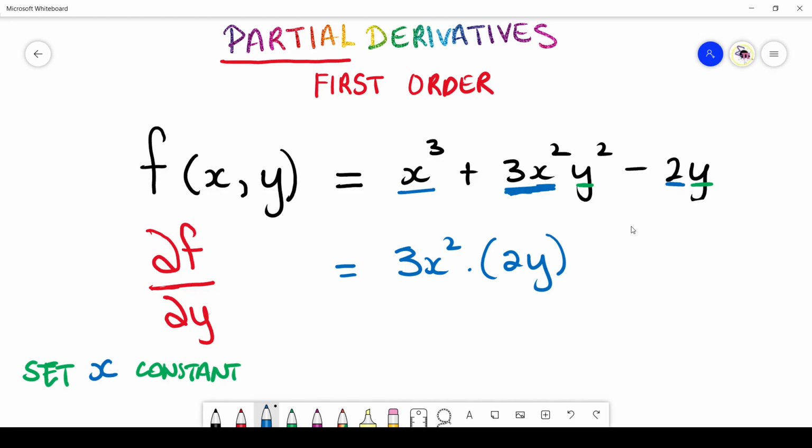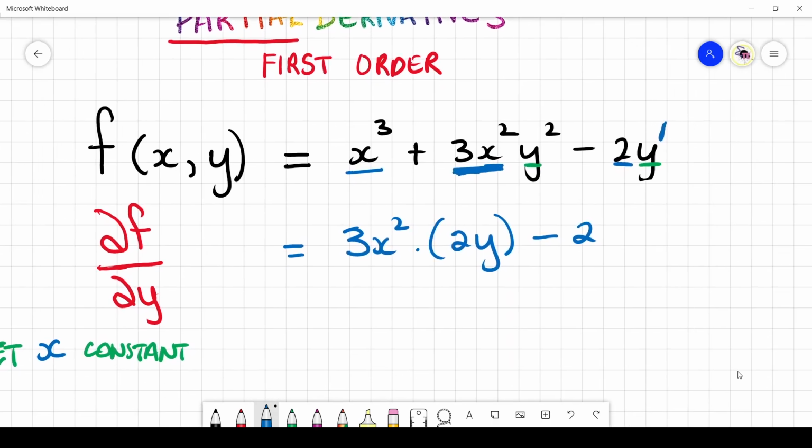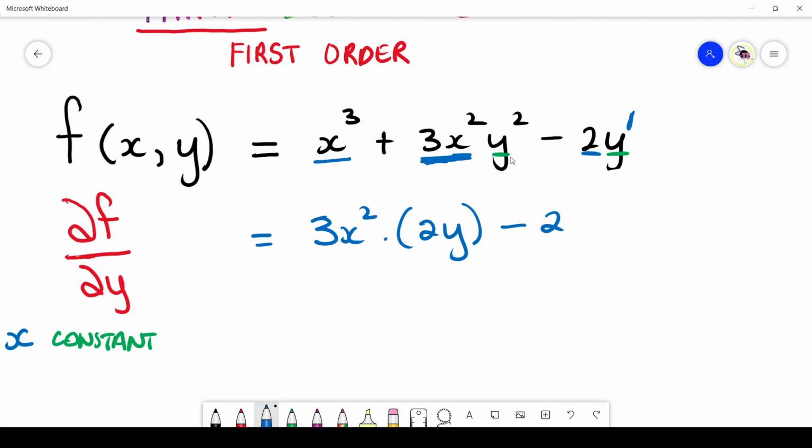Next up, I can see that I have a differentiable variable present as well in my third term, which is 2y. And when you're differentiating terms where you have the power of 1 present in a variable, it's simply the constant in front. So the derivative of negative 2y with respect to y is simply negative 2. So it's pretty much basic differentiation you perform. You just have to really train your eyes to set one of those variables as a constant.